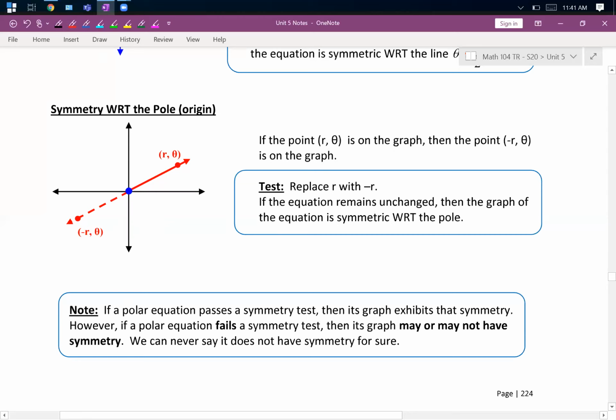So we're replacing r with negative r. If the equation remains unchanged, that is, we get the original back, then the graph of the equation is symmetric with respect to the pole.